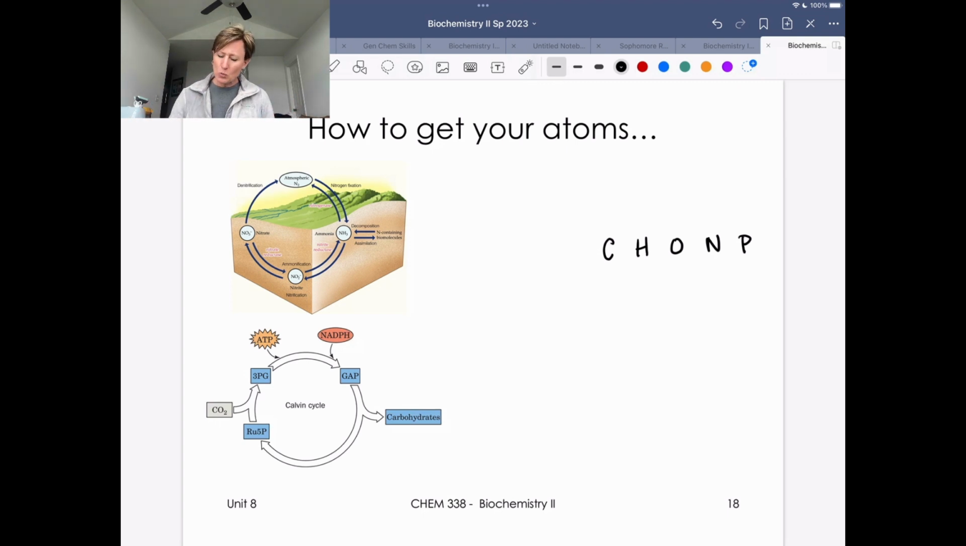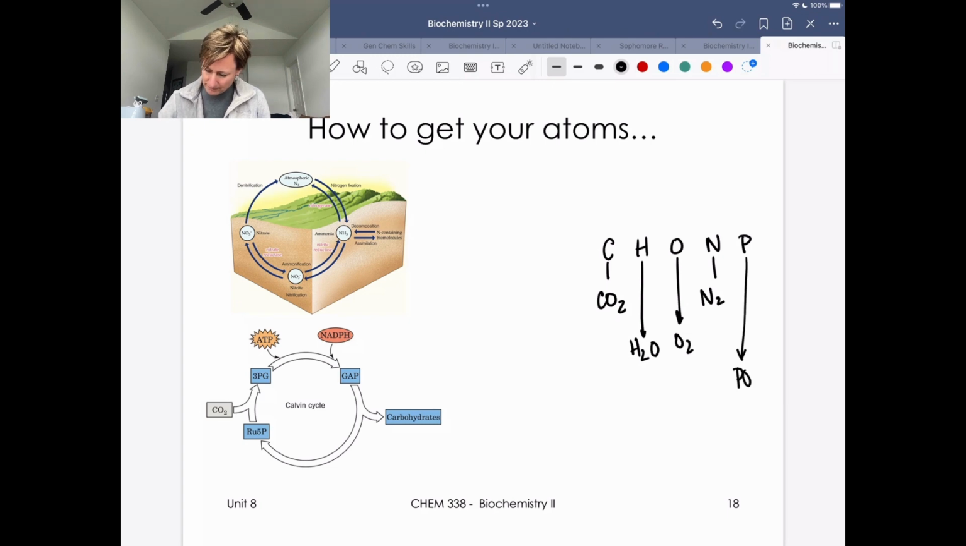Okay, so if we think about where we get these, and we're going to think very simply about their elemental sources. Carbon really fundamentally at its core comes from carbon dioxide. Nitrogen at its core really comes from nitrogen gas. Hydrogen comes from water. Oxygen comes from oxygen gas. And then phosphorus really comes from phosphate. Okay, so I want to highlight that with the exception of phosphate, these 4 guys are all found atmospherically.